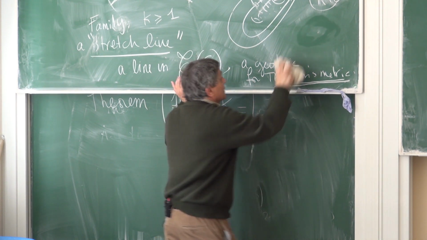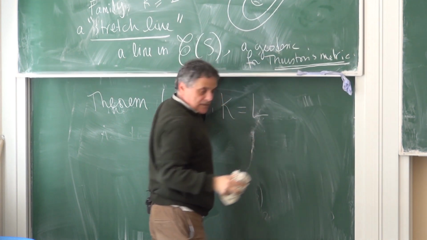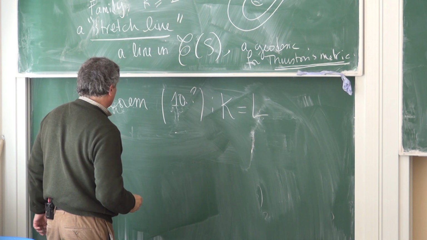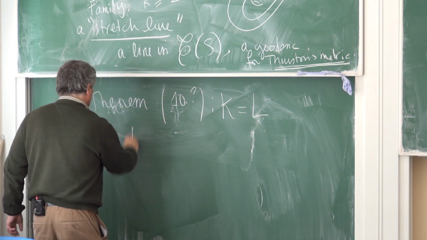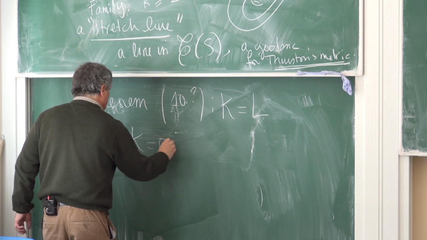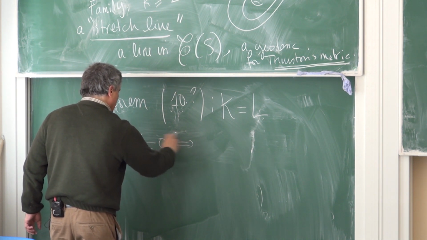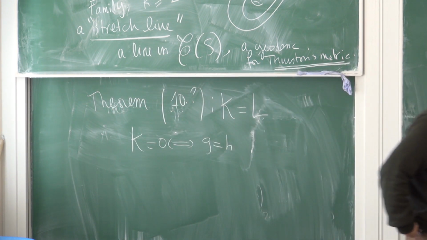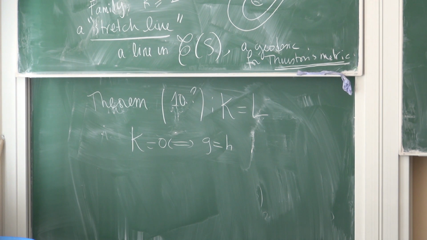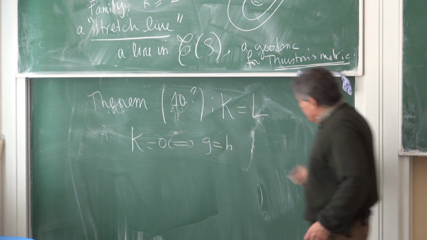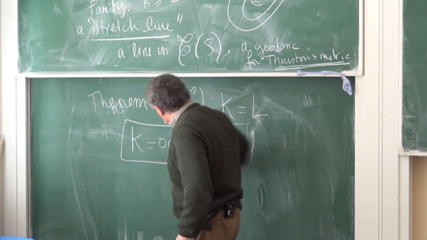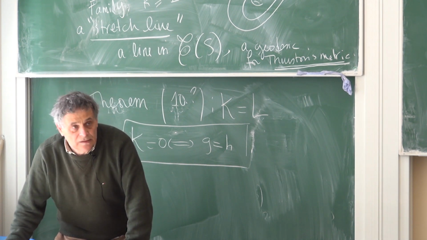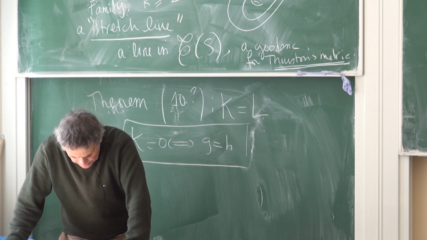The fact that K equals 0 if and only if G equals H, for G and H elements in Teichmüller space, is not a trivial statement. In fact, this is something which Thurston shows in his paper. He has a two-line proof of this. You can think about this if you want.